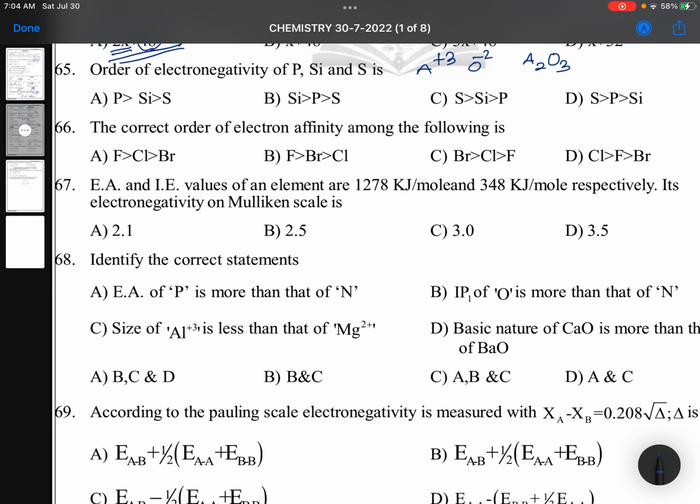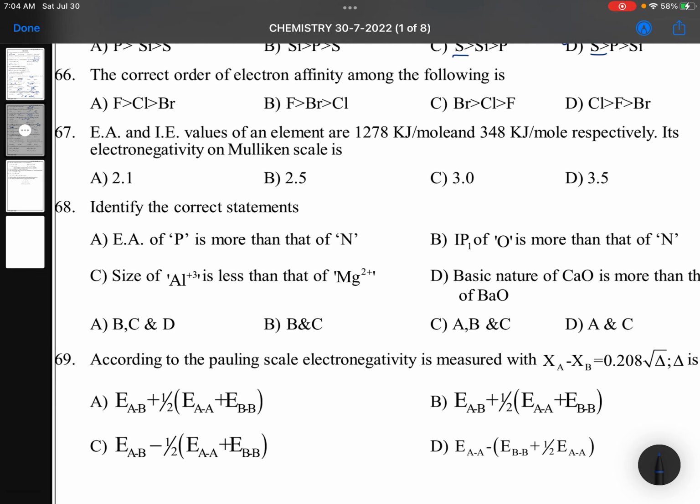Okay, now what is the electronegativity order of phosphorus, silicon, and sulfur? Sulfur is greater. Across the period it increases. Sulfur is greater, sulfur is greater. So first two options gone, then phosphorus. The correct order of electron affinity among the following: chlorine is best. Chlorine, fluorine, bromine, iodine.